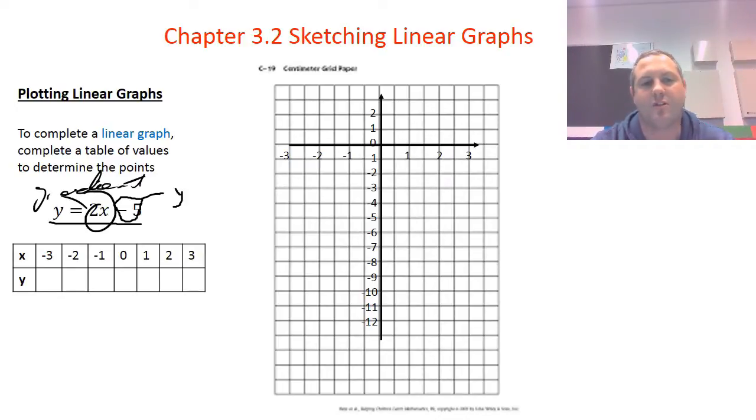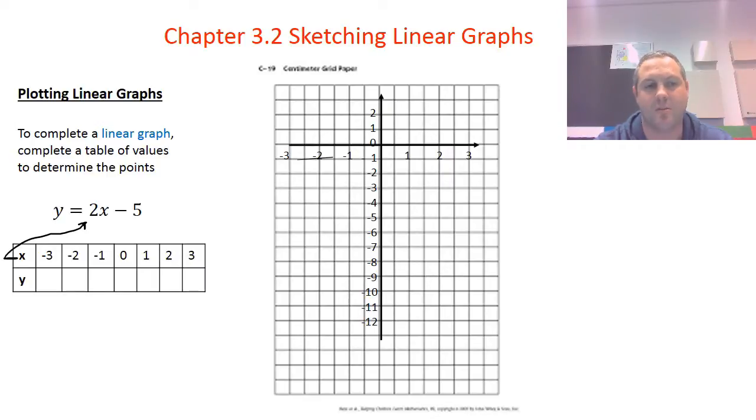Alright, so the first thing is we've got our y equals 2x take 5, and we've also got the second part to it, which is our table of values. Now, as you can see across the top, we've got our x. Okay. Now, according to our equation, we're going to multiply all our x's by 2, and then we're going to take away 5 from that.